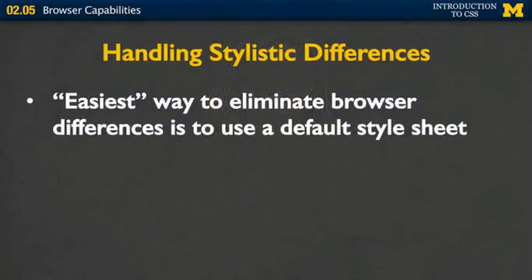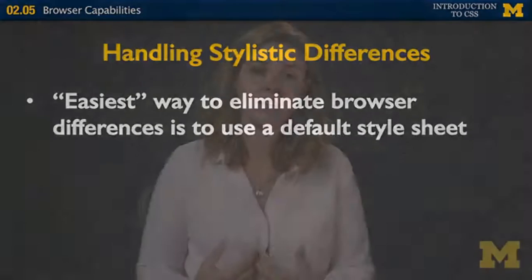So first, let's talk about handling these stylistic differences. The easiest way to eliminate browser differences is for you to make something called a default style sheet. And in that style sheet, you would actually go in and wipe out any of the browser defaults for the different elements that are styled. So when you go in and you make it, you would take P, H1, H2, all the headings, all the different semantic tags, and you'd say, I want them to have padding of 0 and margin of 0. Even my list items shouldn't have any decoration at all.